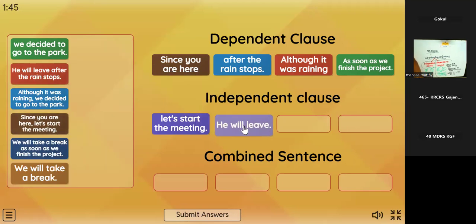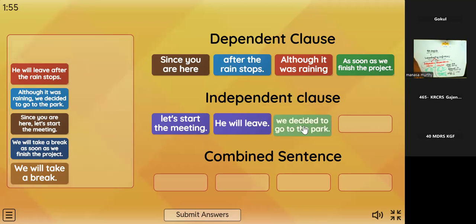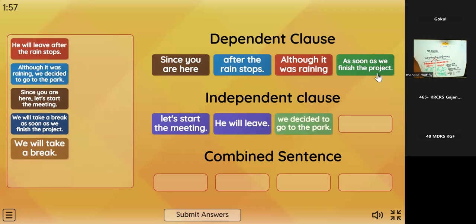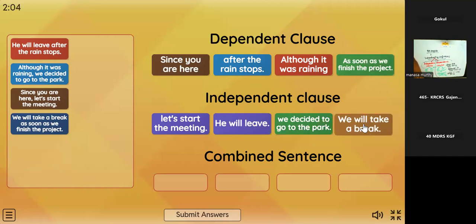He will leave after the rain stops. Although it was raining, we decided to go to the park. As soon as we finish the project, we will take a break.